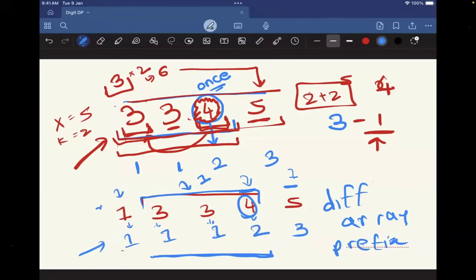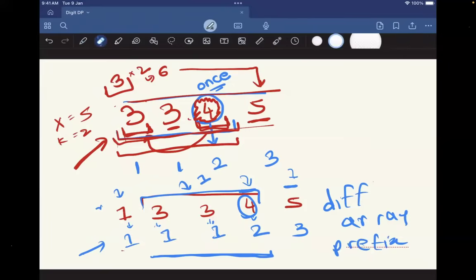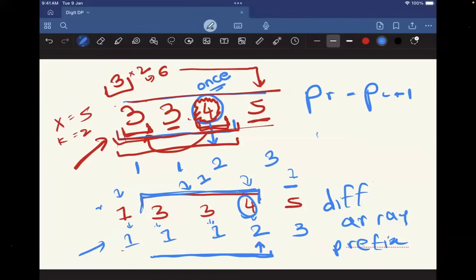And the sum of this range is nothing but prefix of r minus prefix of l minus 1. So what is the sum of this range, guys? Prefix of r, which is 2, minus prefix of l minus 1, which is 1, which is equal to 1. Hence, in this particular range, there is exactly one element that occurs once in the total array. Is this clear, guys? Tell me. Is this clear for everyone?